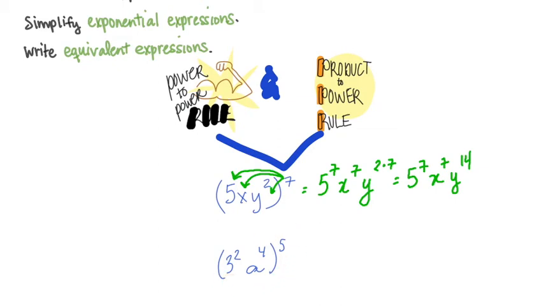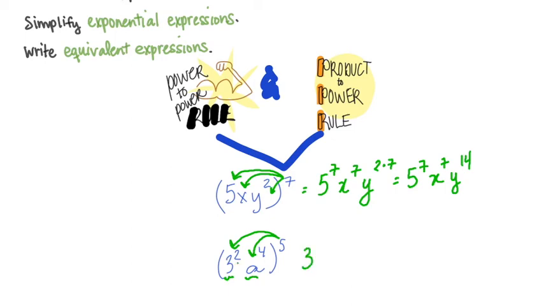Welcome back. So let's apply the product to power rule and power to power rule, some of our favorite laws of exponents in this case. The first thing we're going to do is distribute this exponent to my two terms, in this case 3 and a.